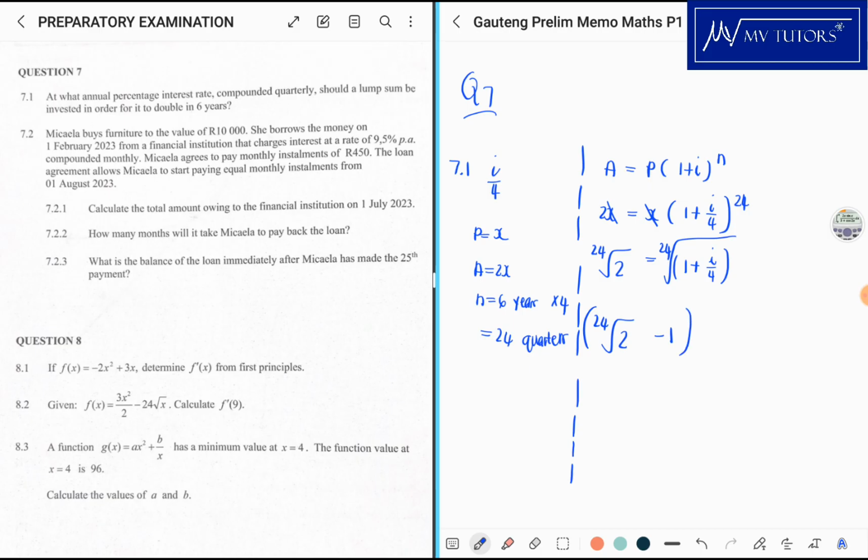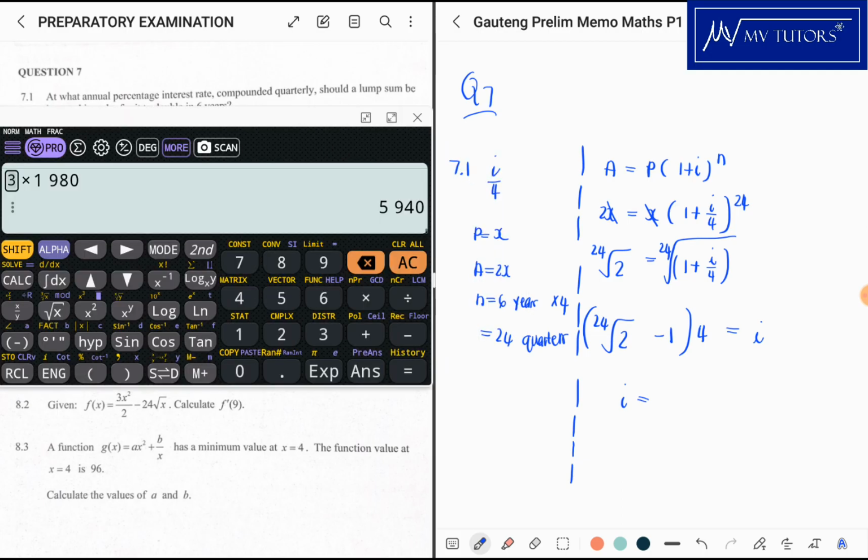And then we're going to multiply by 4, and that'll be equal to the interest that is charged. Okay, so let's take out our calculators and see what we can do. We press shift, and that is what we're looking for. So we have 24, and then 2, and then minus 1, and we're multiplying that by 4.